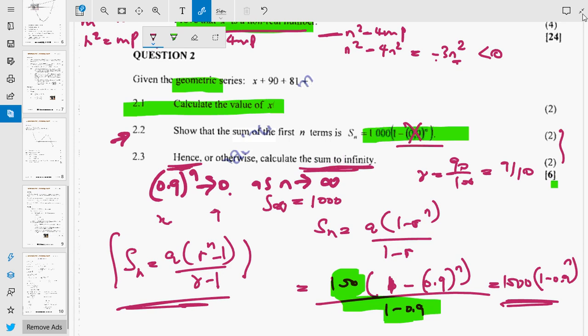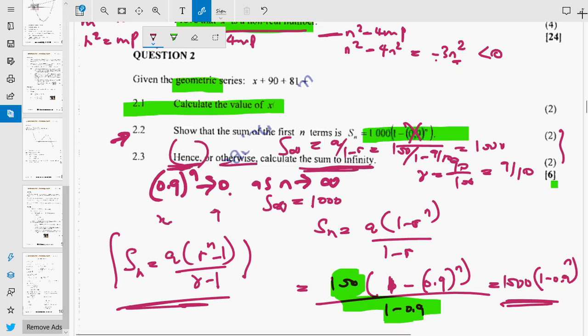Now, that is using the hence. If you were confused by this hence, then you can use the otherwise. The otherwise is simple, using the sum to infinity formula. The sum to infinity is equal to a over 1 minus r, which is 100 over 1 minus 9 over 10, and the answer will still be 1000. So a very straightforward question. Okay, let's move on to question 3.